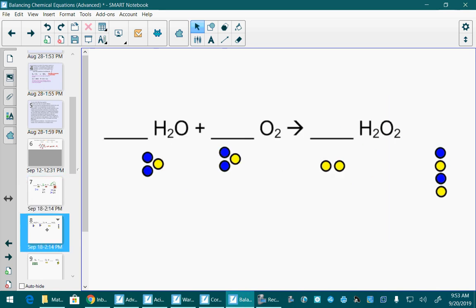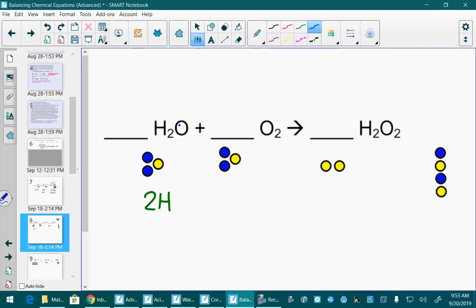The second one we're going to look at is water and oxygen creating H2O2, which is hydrogen peroxide. And you're probably familiar with that substance. So we're going to see how to balance this equation. O's get a little tricky because they look like zeros, so we're going to have to be mindful of that as well. If we look on the left of this equation, we have 2 H's.